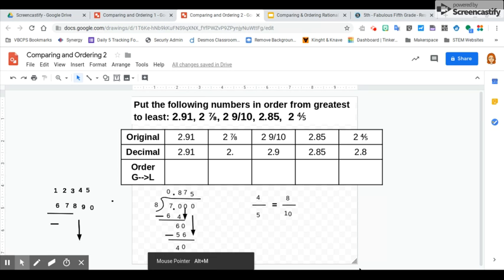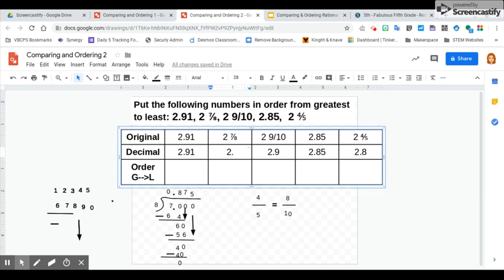Okay, so what you should have gotten was that 7/8 equals 0.875. And because we have 2 and 7/8 here, we know that 2 and 7/8 would have to be 2.875. Now, we have all of our numbers in decimal form. The only problem is that they all have a different number of digits after the decimal point.